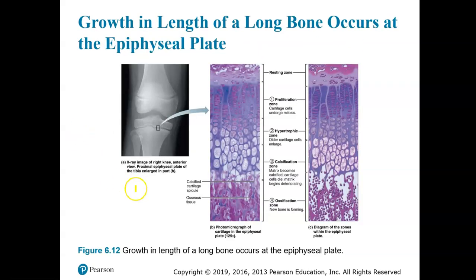So you can see in this picture, the resting zone would be closer to the epiphysis, closer to here. And then the proliferation zone would be under that, then the hypertrophic zone. And the reason it's called hypertrophic is the cartilage cells are getting larger. They're hypertrophying. And then the calcification zone. And then the ossification zone is the closest to the actual diaphysis. So ossification is the closest to the diaphysis, and the resting zone is closest to the epiphysis.